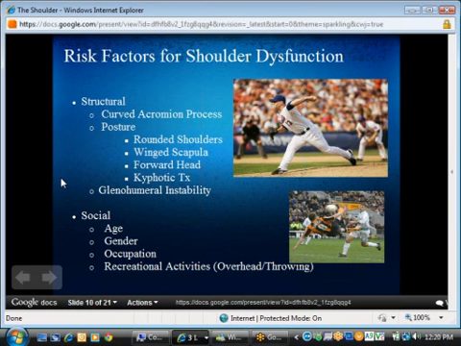That's why people ask, well, why do I have shoulder injuries when I do the same type of work as somebody else in the same field doing the same movements? Well, structurally, sometimes that can be a factor of that.